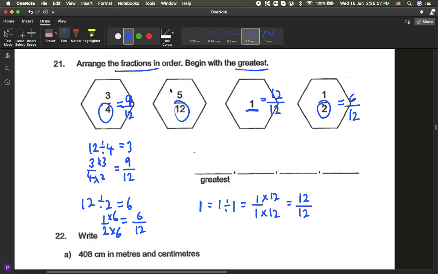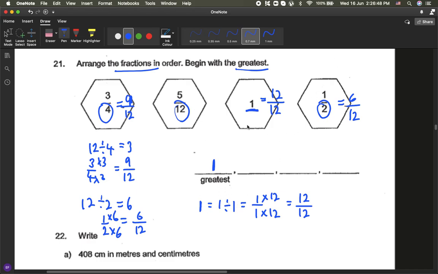Okay, now that we have fractions of the same denominators, we can easily compare which fraction is the greatest in terms of their numerators. So remember, the numerators are the numbers on top of the fraction. So the fraction which is the greatest would have the greatest and largest numerator. So the greatest and largest numerator is this, 12. So the first number we can put down as 1, because it's the greatest.